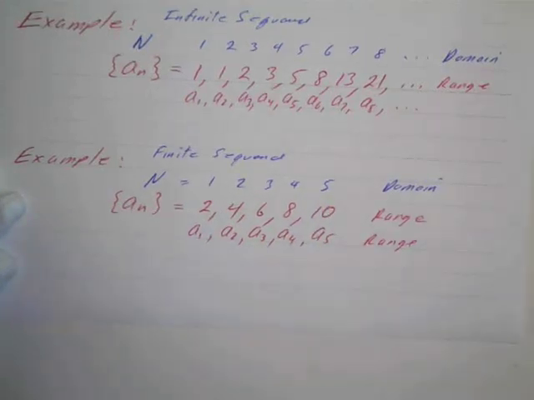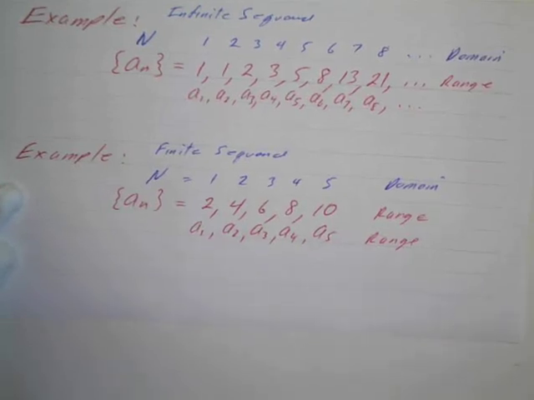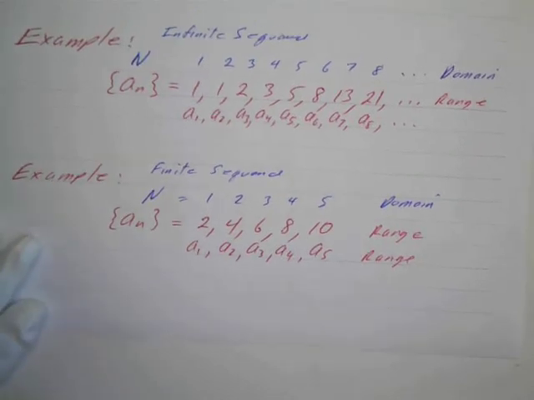Okay? So that's all it is. Just a list of numbers in a particular order. An explicit order, sometimes we say. So take a look at these ideas and you should have a pretty good feel of what a sequence is.